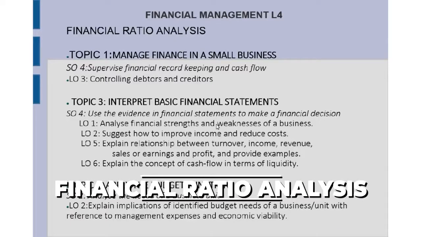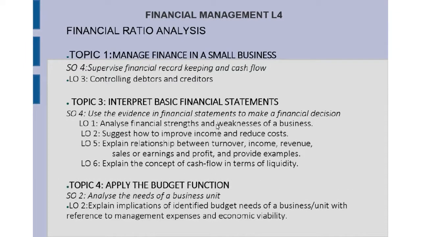Now, the ratio analysis covers three topics in your syllabus. Topic 1, manage finance in a small business. Subject outcome 4, learner outcome 3, controlling your debtors and creditors. In topic 3, we're going to look at interpret basic financial statements, and this subject outcome 4, all the learning outcomes cover these ratios. They jump around in them, and the main thing that we are going to look at is analyzing the financial strengths and weaknesses of a business, and also learning about the cash flow in terms of liquidity. So all those ratios we're going to look at.